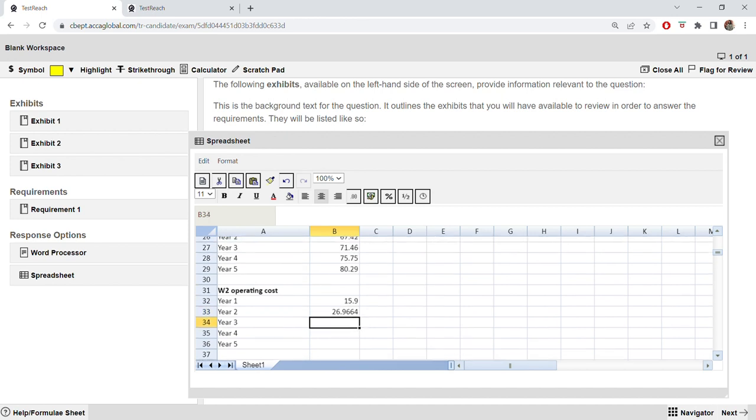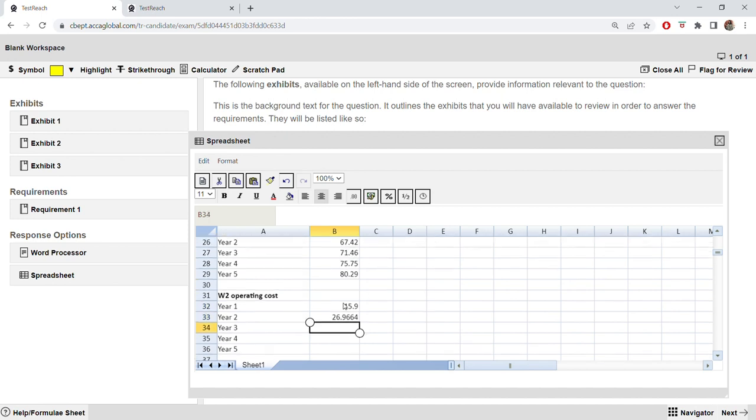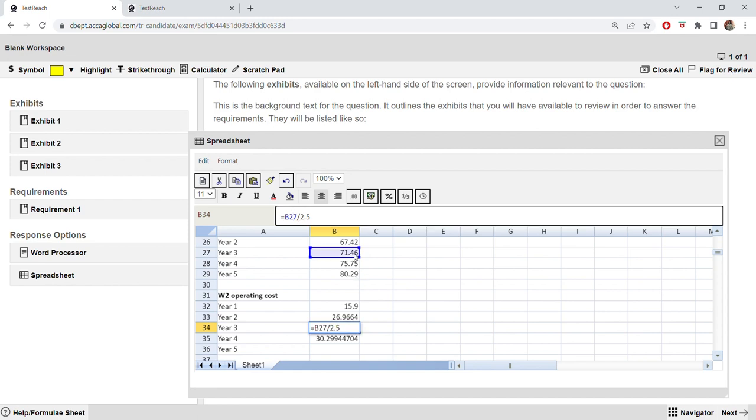No, you cannot do, because you are using the figure from here. You cannot copy paste this. Just see, try to copy paste, it will not work. It worked. Actually it worked. It's taking from this cell automatically. Just click in year 3 and see B27. So automatically it's taking this cell and is dividing by 2.5. It's working.